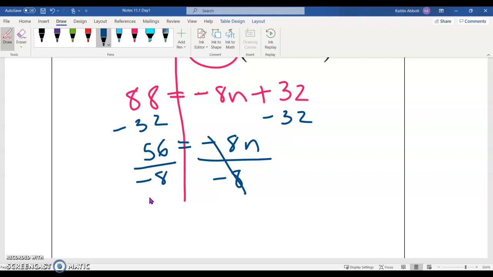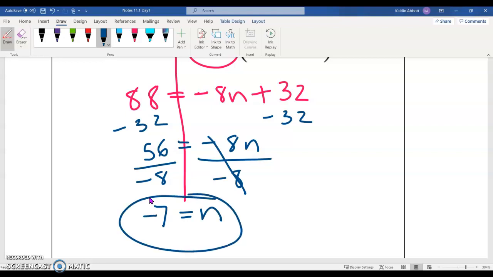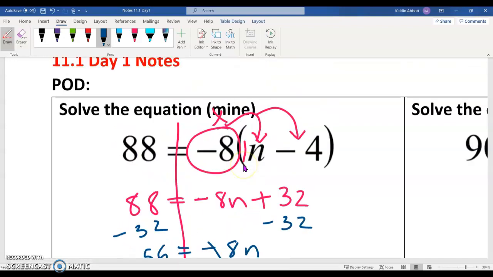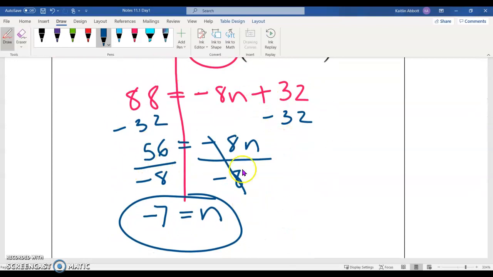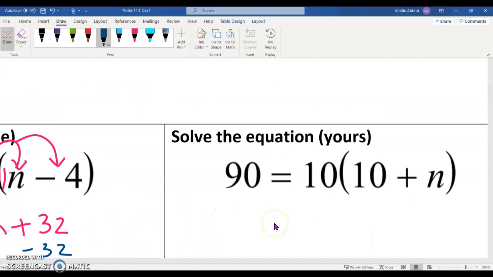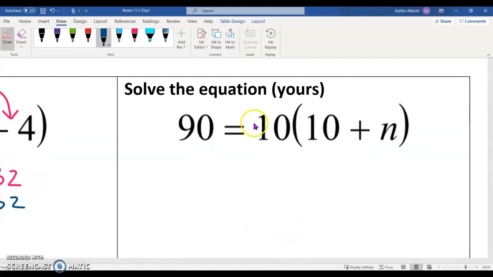56 divided by -8 is, well, 56, first of all, divided by 8 is going to get me 7. And then a positive divided by negative is going to be a negative, and this n, we bring the n down, and so our final answer is -7. Done. All right, so the new step was that distributive property. This is what we've been doing the last few weeks. So now it's your turn. You have this problem. Please get this done on Nearpod.